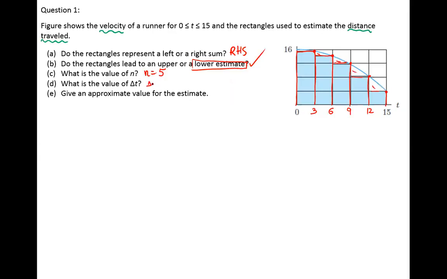Who can tell me what's the value of delta t? What is delta t? Delta t is the base of this rectangle, or I can say the width of the sub-interval. That means what do we have? It is 3, of course, because we can nicely see, or maybe I can write here, this distance is delta t and it is 3 because we go by 3. Or I can think that I have my interval between 0 and 15, 15 minus 0, divided by n.